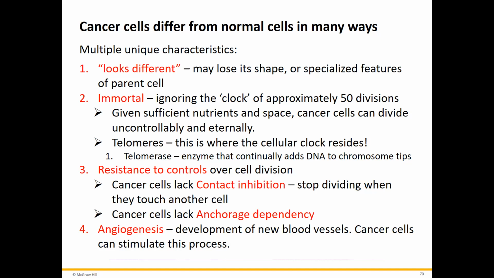Okay, the third difference is resistance to controls over cell division, and that's that cancer cells lack contact inhibition. Typically a normal cell goes through cell division, increases in cytoplasm and grows, and when it touches the next cell to it, it knows to stop growing and dividing. They just know this is their space. So they exhibit contact inhibition. Cancer cells lack that ability.